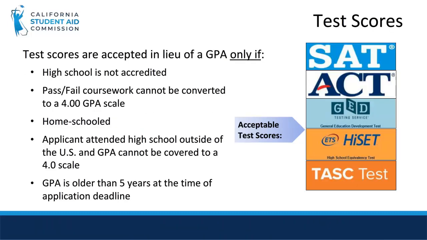If a student does not have a GPA, then the student, not a school, can submit proof of passing a high school equivalency test such as the GED, SAT, ACT, High School Equivalency Test or HiSET, or Test Assessing Secondary Completion instead of a GPA if their school is not accredited, the student was homeschooled, or the grades were based on a pass-fail system. The student cannot use test scores in lieu of a GPA if a student has a GPA, then it must be used. The Commission will convert the test score into a 4.0 GPA scale.